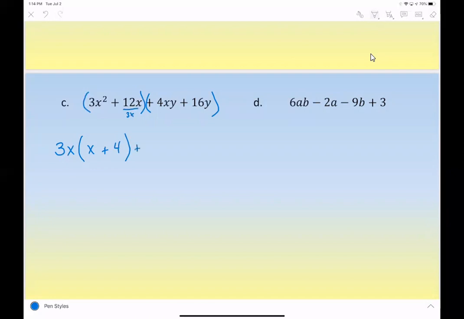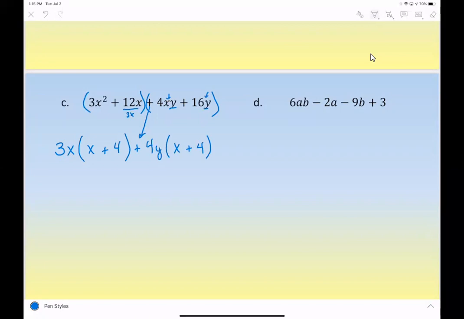I'm going to bring my plus down from here, and I'm going to look at each term. 4 and 16, 4 is the largest common factor. I've got an x here, but I don't have an x here, so we're not going to have an x as a GCF, but they do both have this y, so I'm going to write a y with my GCF, and I'm going to put a parentheses. When we divide, 4xy divided by 4y will just leave us an x. 16y divided by 4y will just give us 4.